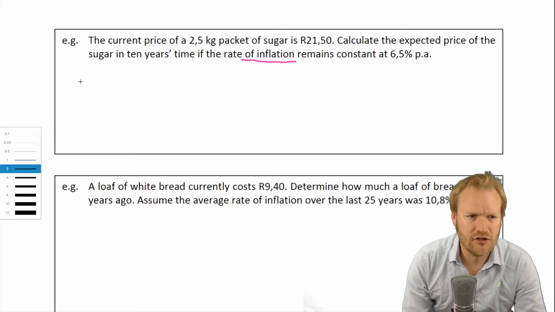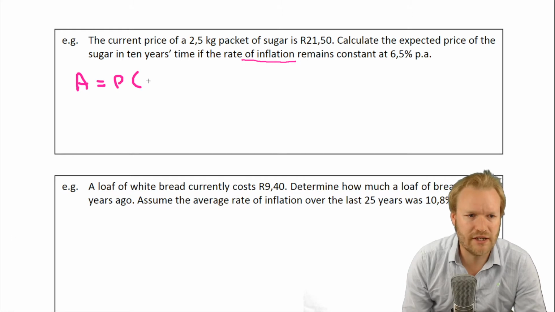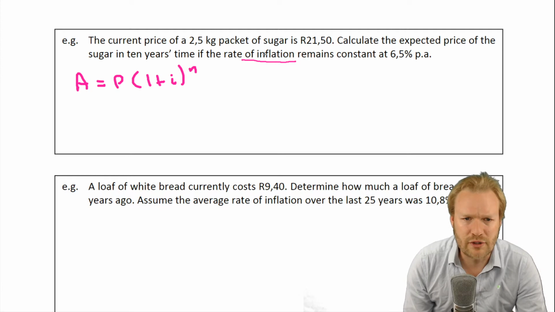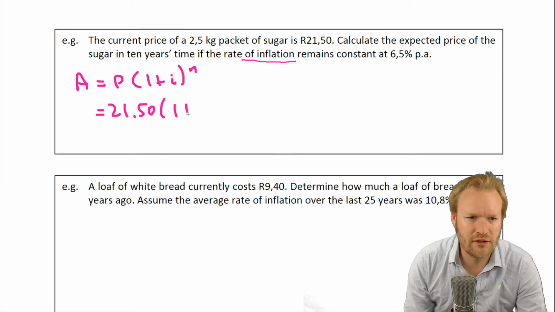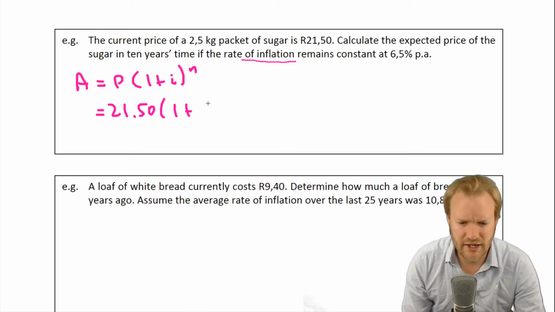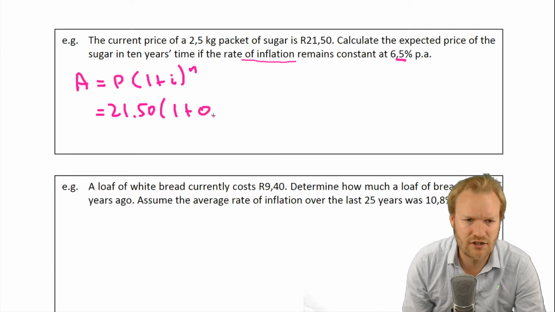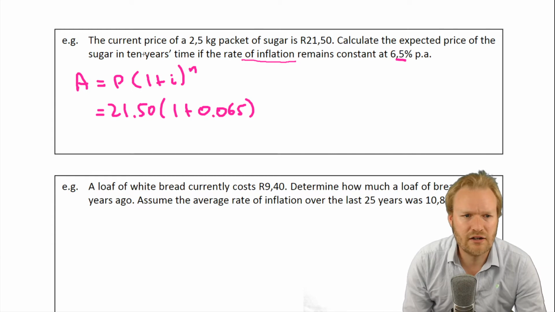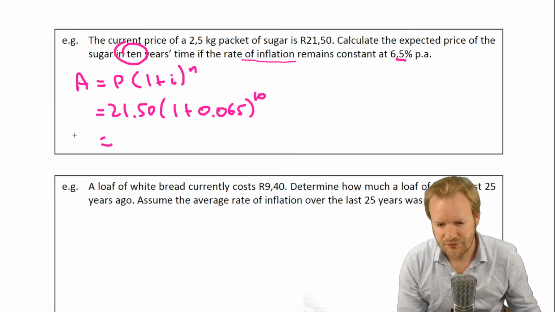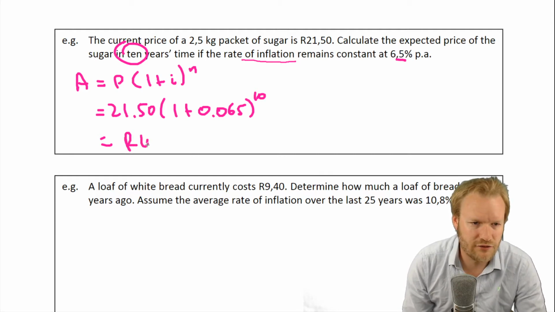We know what our formula is. A equals P(1 plus i) to the n. Fill in the bits we know. 21 Rand 50 is what it costs at the moment. 21.50 times (1 plus i), well, it's per annum, so this is not too bad. 6.5%. We just need to go 0.065 to the n. Calculate in 10 years' time. Okay, so to the 10 into our calculator, and we get that it's 40 Rand and 36 cents.